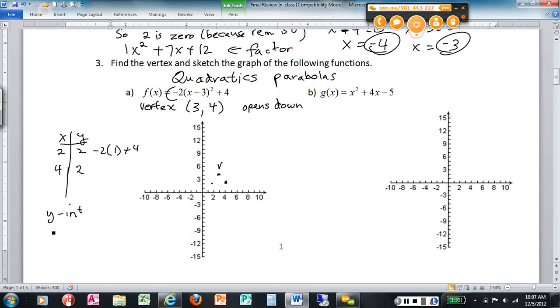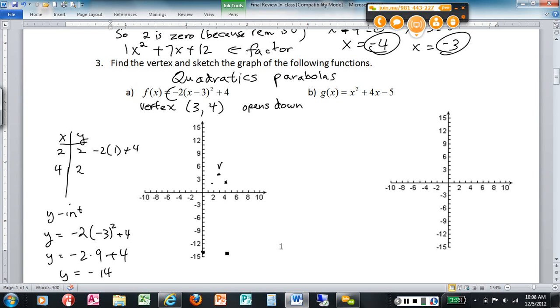Set x to be 0. So that's always a good one to find also. Negative 2, 0, negative 3 squared plus 4. So that'd be, what, negative 2 times 9, which is negative 18 plus 4. So I'm going to get negative 14.